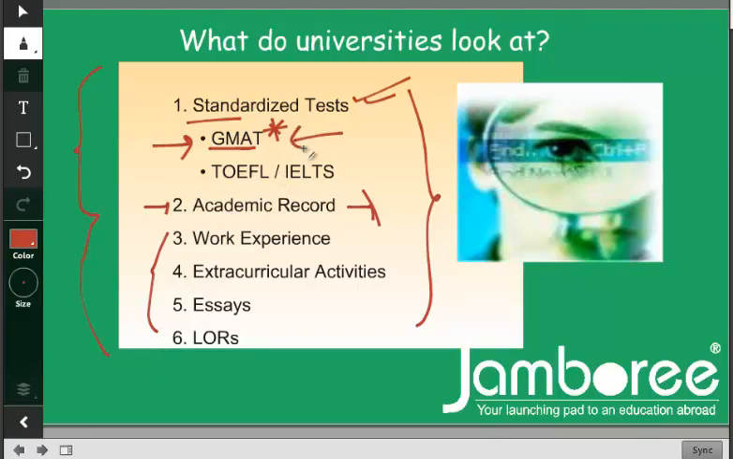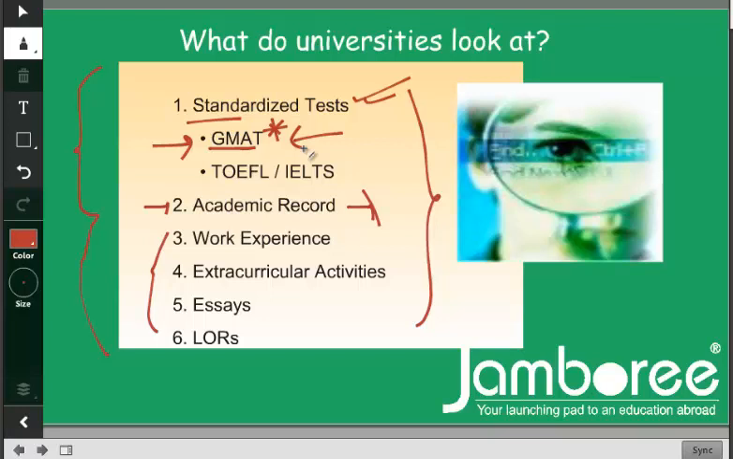When somebody says I have 600 and somebody else says I have 650, 650 is higher than 600, end of story. It does not matter where you took the exam. It does not matter when you took the exam, right? So the directly comparable component of your application is the GMAT score. Therefore, it is very important.